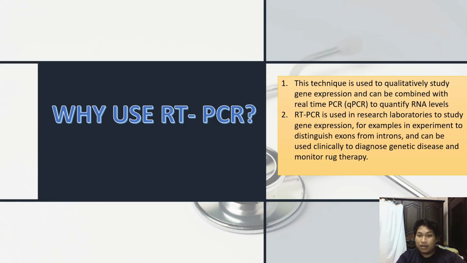So why use RT-PCR? Because this technique is used to qualitatively study gene expression and can be combined with qPCR to quantify RNA level. So RT-PCR is used in research laboratories to study gene expression, for example in experiments to distinguish exon and intron, and can be used clinically to diagnose genetic disease and monitor RAP therapy.